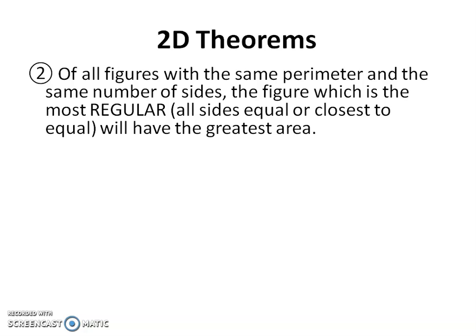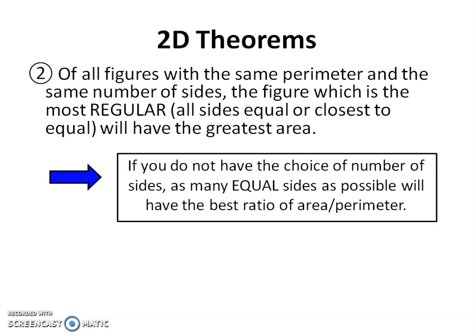Theorem 2 says that of shapes that have the same perimeter and that have the same number of sides, the figure which is the most regular, the word regular in shapes means that all the sides are equal, that one will have the greatest area. So in conclusion, the conclusion of this theorem is that if you do not have the choice of number of sides, because remember that if you do, more sides is better, but if you can't choose, at least you want to make the sides as equal as possible.